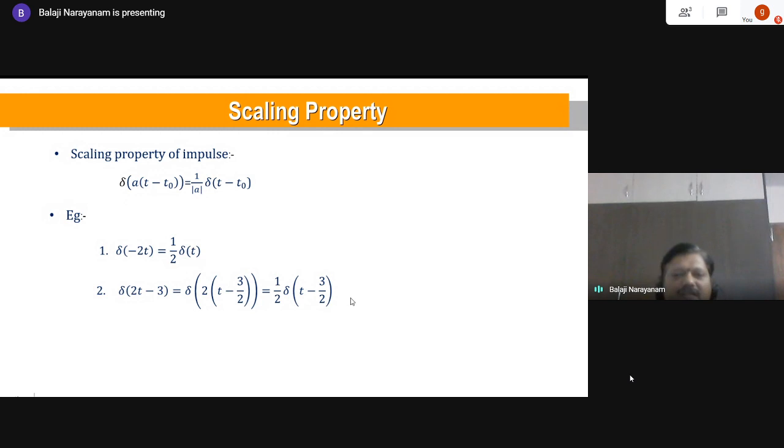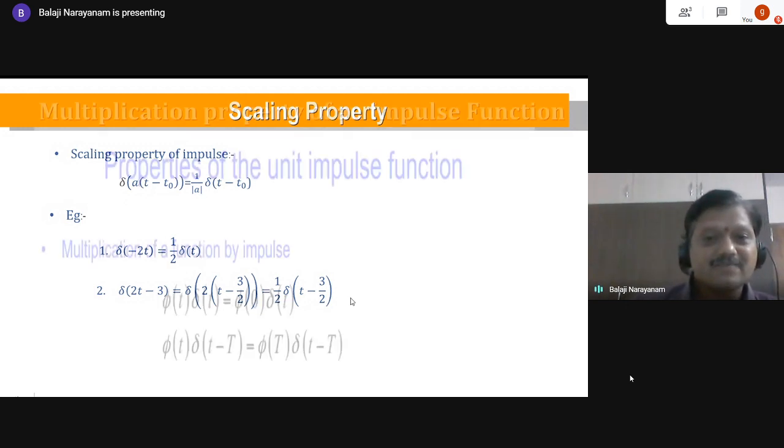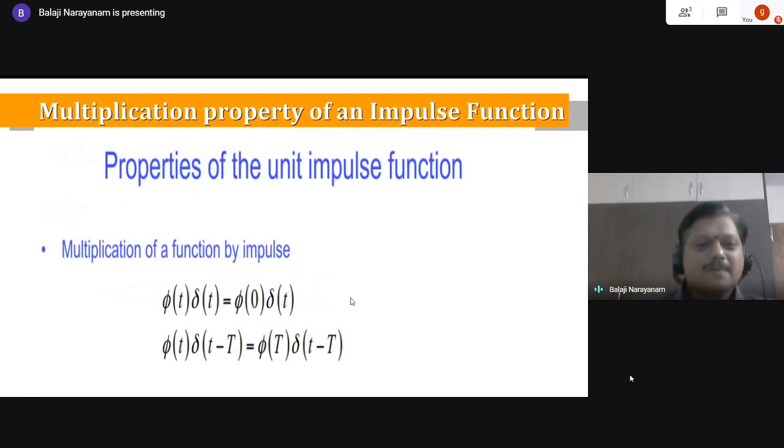If you are thorough with the properties of functions like the impulse function, it is very easy to apply the scaling property and find values like delta of 2t minus 3 or any given signal. For any given signal, we can solve it very easily. Another important property is that if an impulse function is multiplied by another function, it results in a value of phi of 0 multiplied with delta of t.